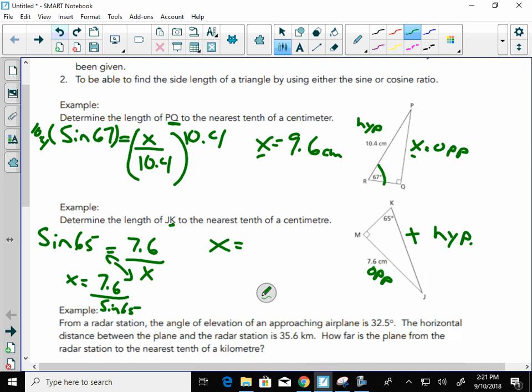Okay, so you go 7.6 divided by sine 65, enter. You guys should have got 8.4. Okay, what do you do? I did 7.6 divide.